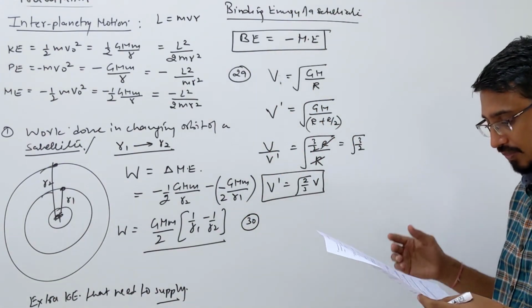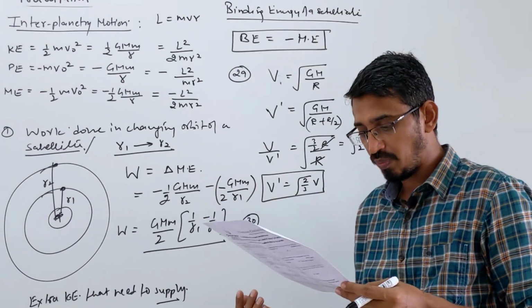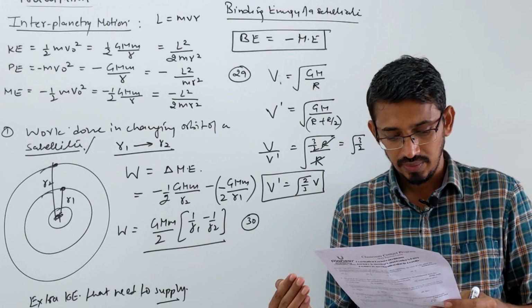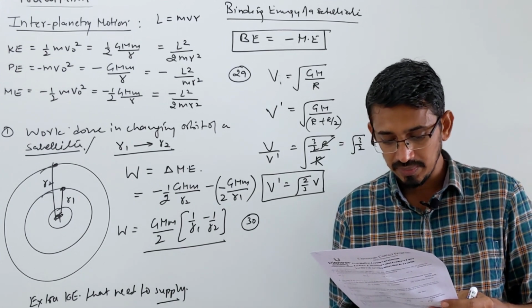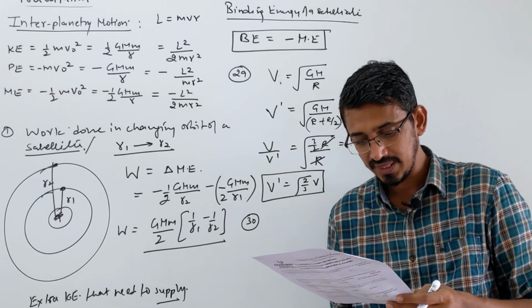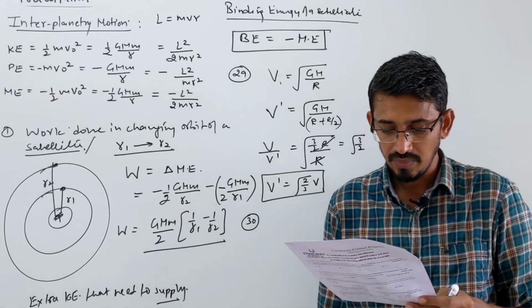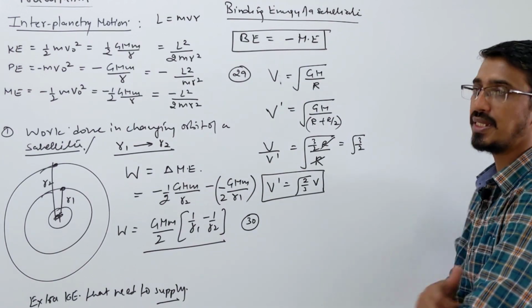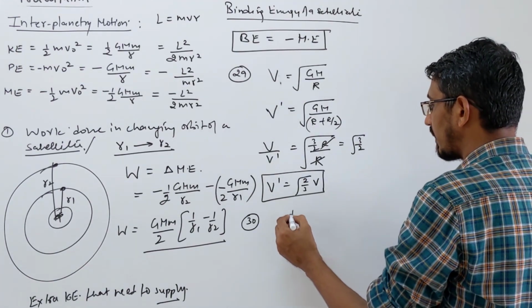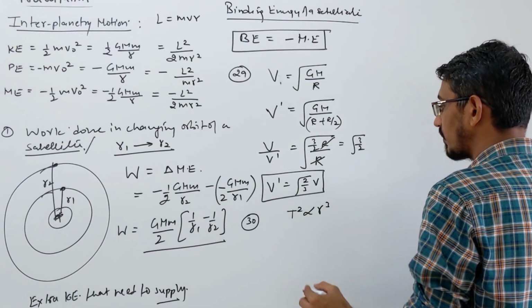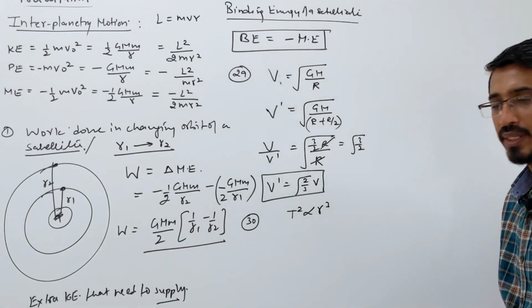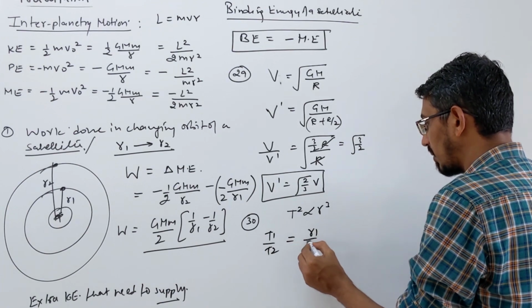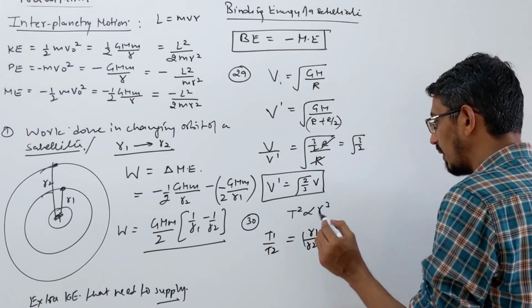Here they said that a geostationary satellite is orbiting the Earth at a height of 6 r from the surface of Earth, where r is the radius of the Earth. The time period of another satellite at a height of 2.5 r from the surface of Earth is what? So time period and distance they are talking about. All you know is that time square is proportional to r cube, and we have to compare two things. So you can write t1 by t2, equals r1 by r2 power 3 by 2.